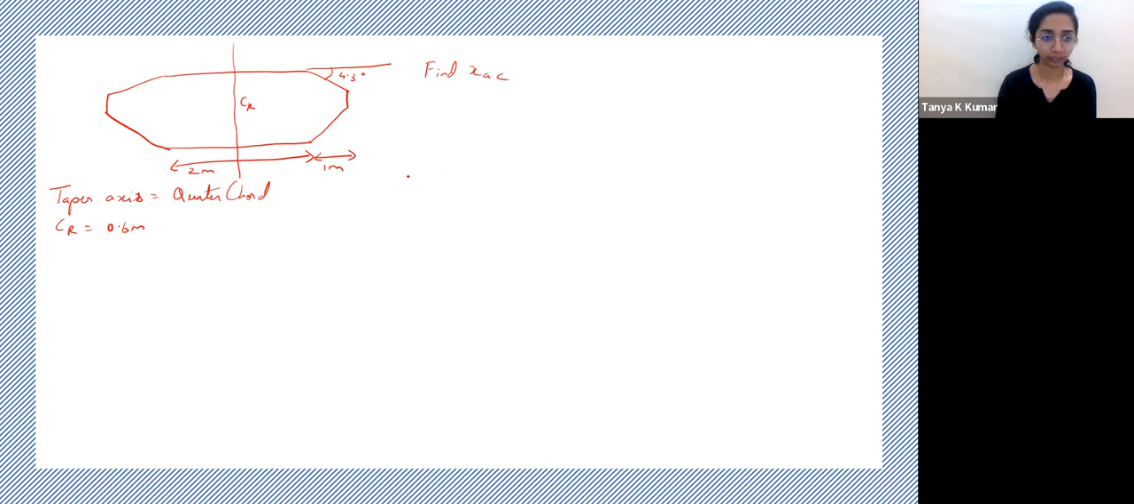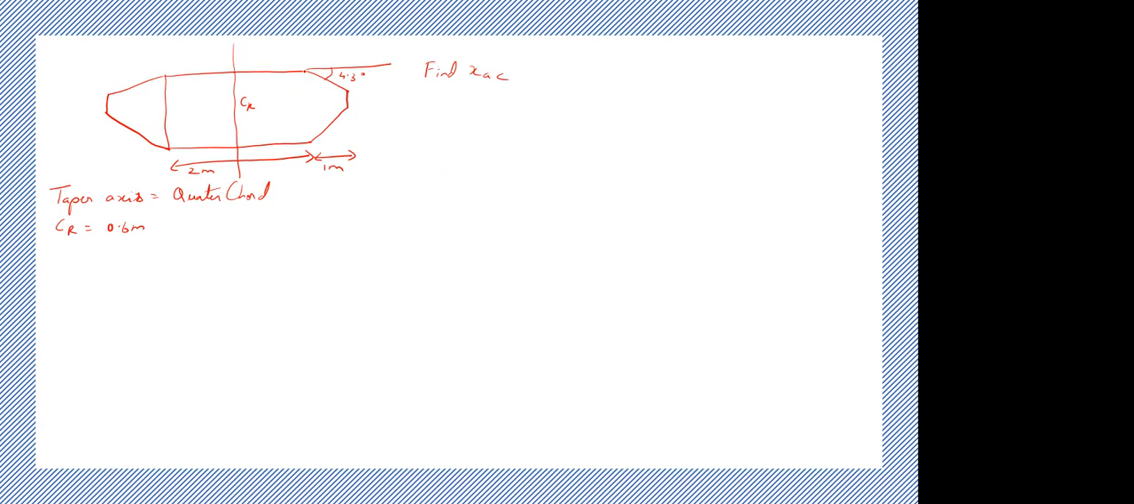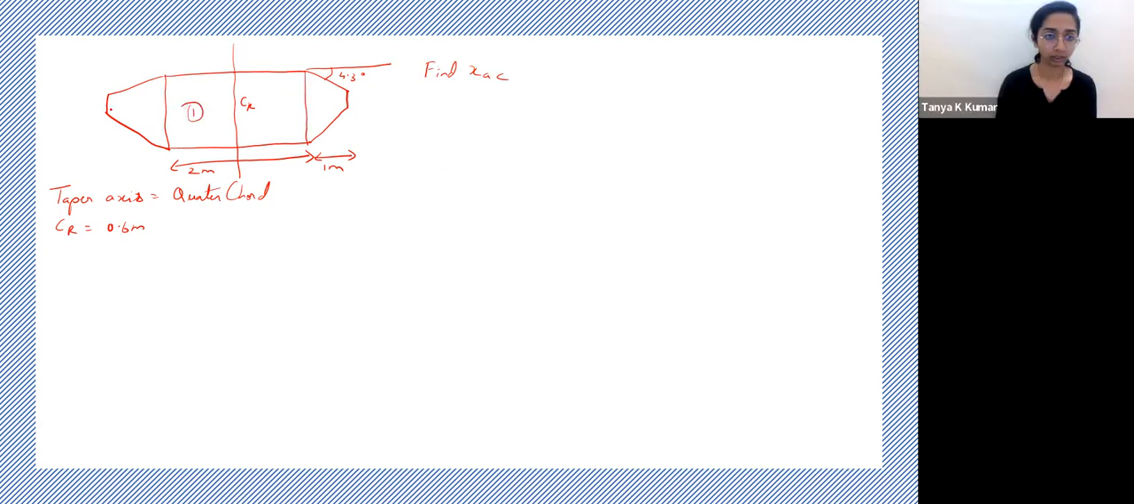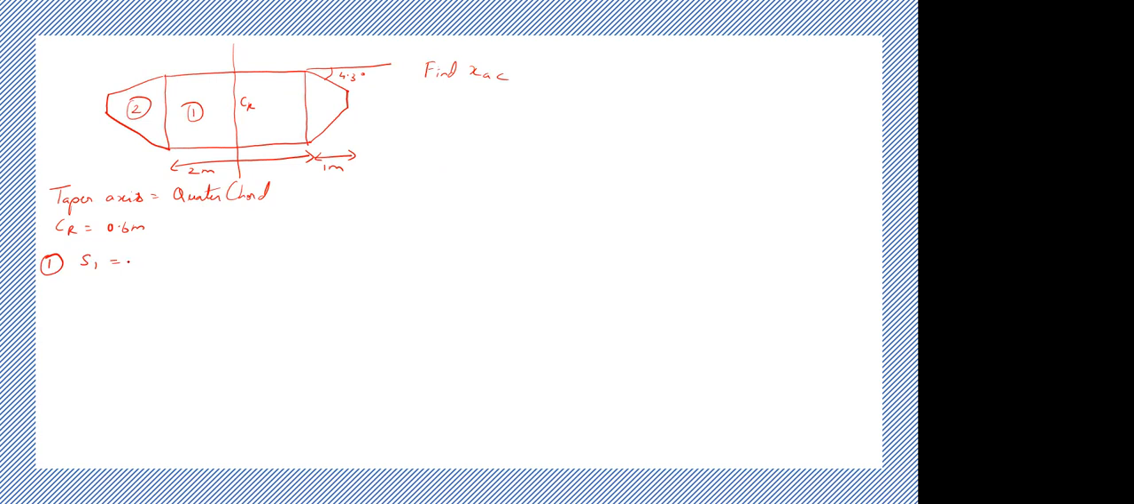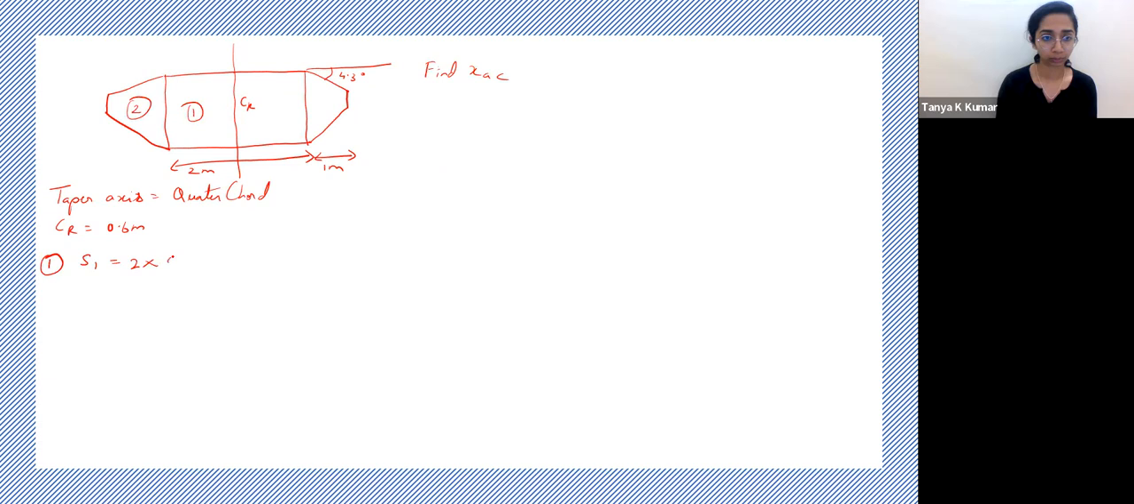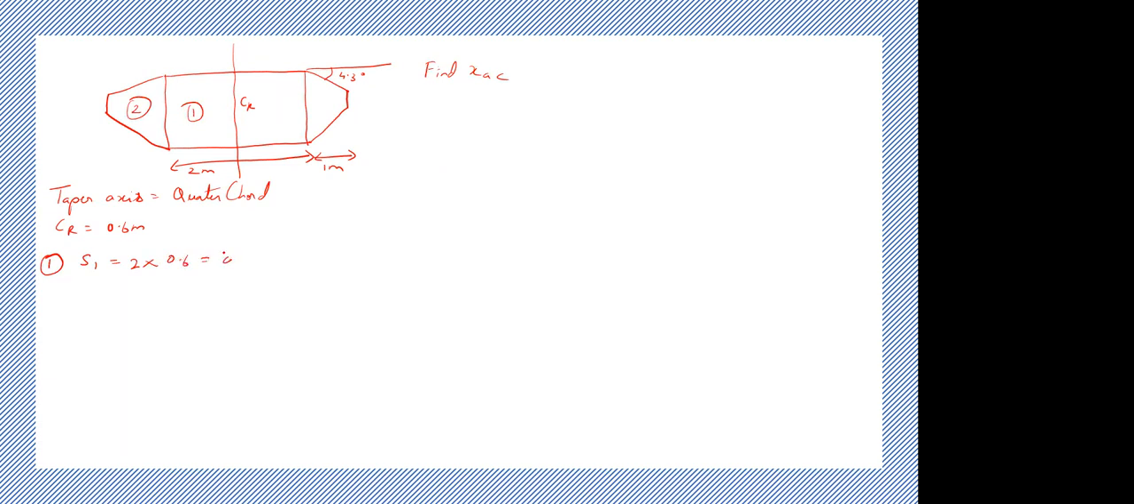How do we proceed? First, you split it into 2 sections: a rectangular part and 2 frustums. So let's take this as 1 and this as 2. Now let's proceed to find it out for 1. For 1, let's start with area. What is the area? 2 into 0.6, which is 1.2.